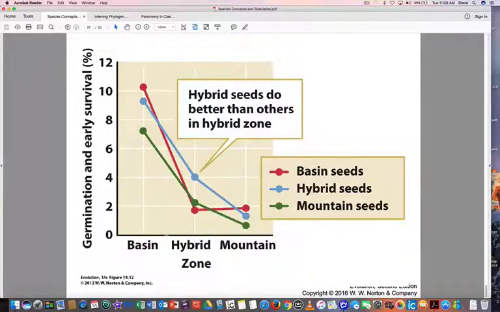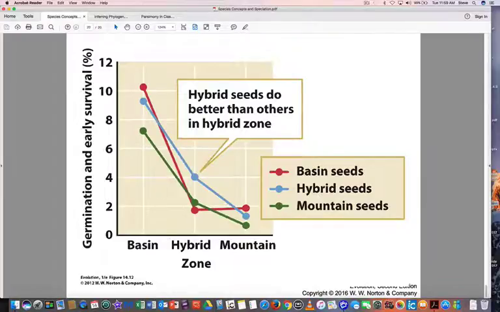So this is a much drier environment. These are much colder environments. In these mid-elevation areas, you often have this area where the basin and mountain species come together, and there's the potential for hybridization. So let's look at this, and your book actually has a much better version. This is germination and early survival, so we can think of this as a measure of fitness. What they did is grow individuals from each of these species in each of these environments: the basin environment, the mid-elevation hybrid zone, and the mountain environment.